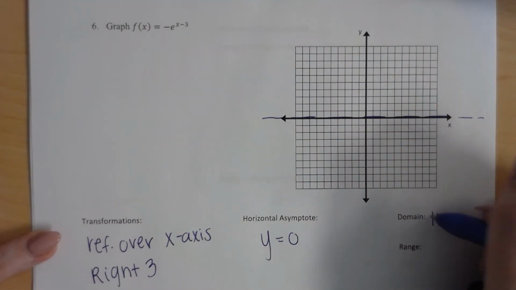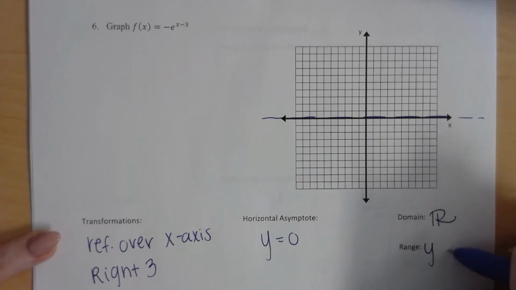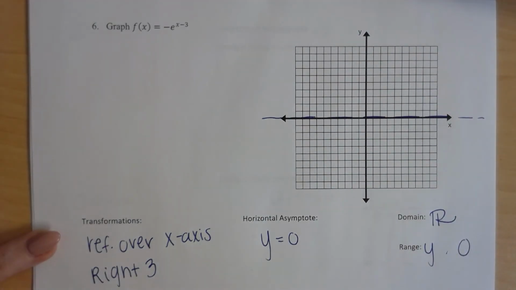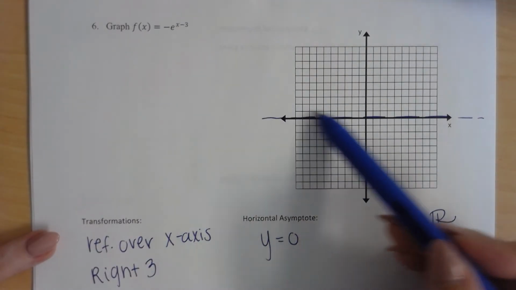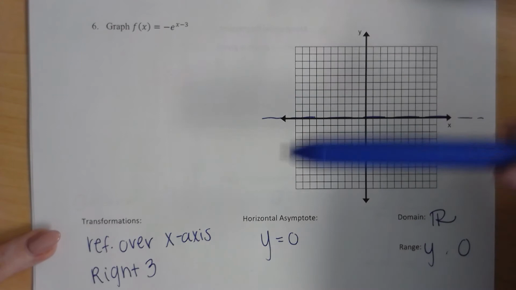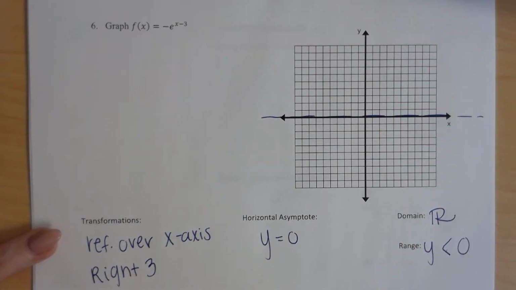Okay, the domain is always all real numbers. So our range is either going to be y is greater than 0 or it's going to be y is less than 0. Well, if it's reflected over the x-axis, typically it would be over here, right? But if it's reflected, now it's going to be down here, so now it's going to be less than 0.